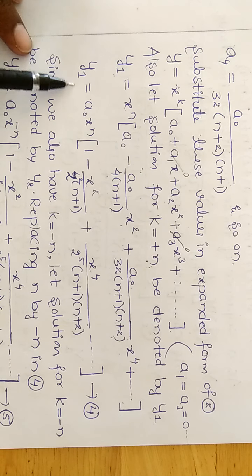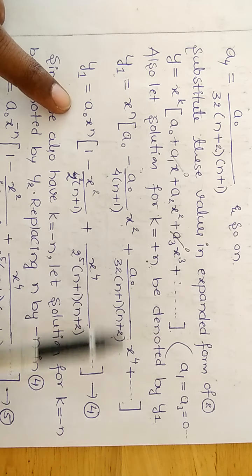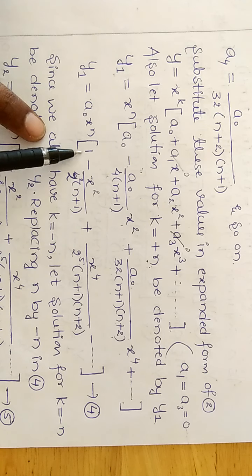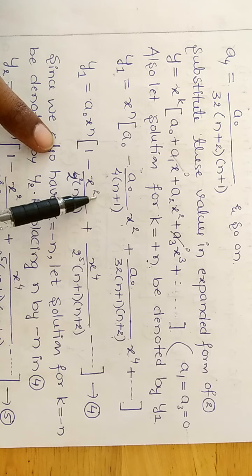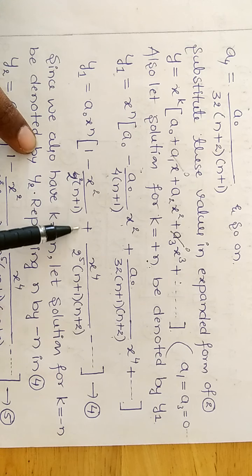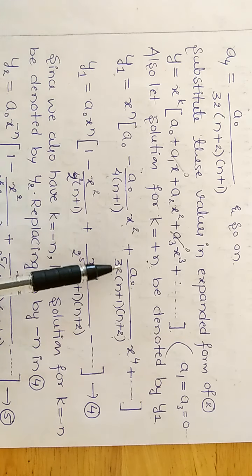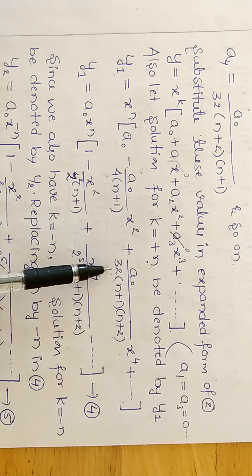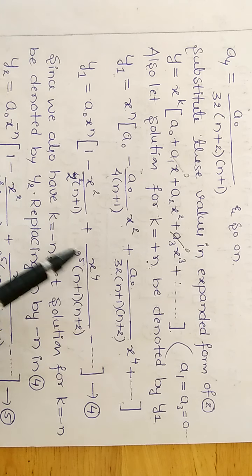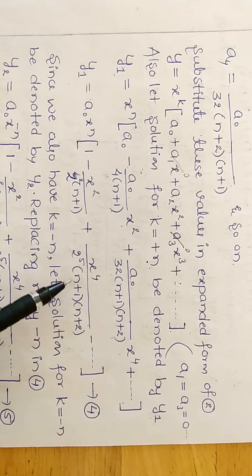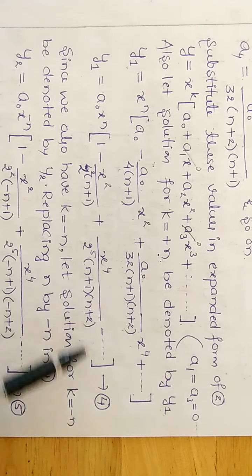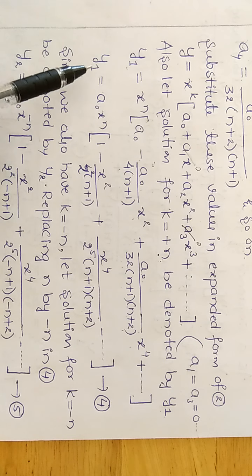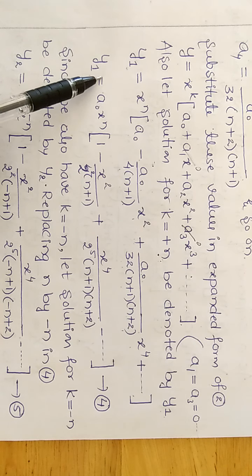So y1 is equal to a naught, which is common among all, so take it out: a naught into x to the power n, remaining terms 1 minus x square divided by 2 square into n plus 1, plus x to the power 4 divided by 2 to the power 5, since 32 can be written as 2 to the power 5, n plus 1 into n plus 2. Call it equation 4. It is possible only when k is equal to plus n.